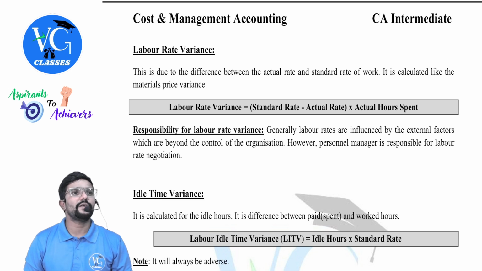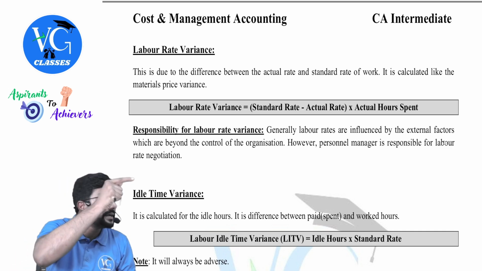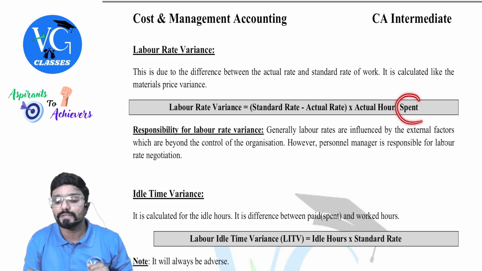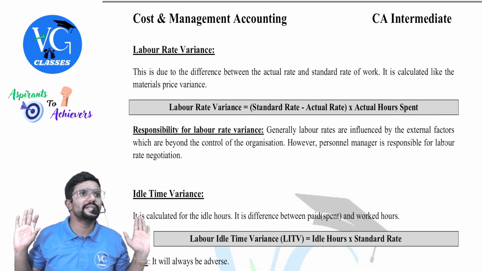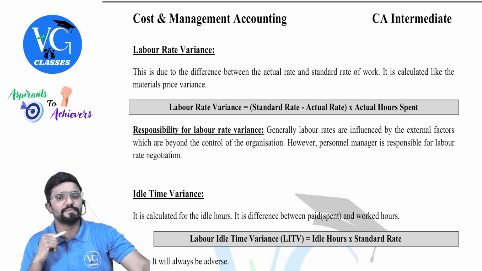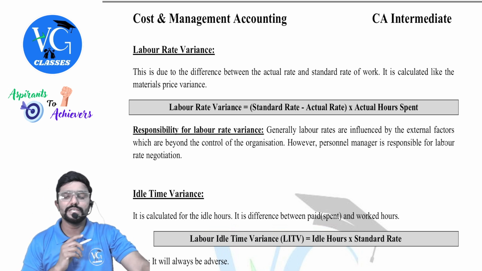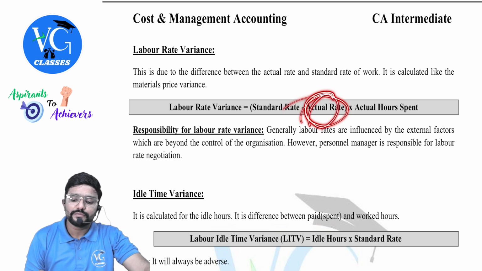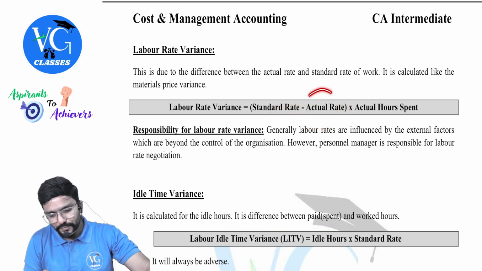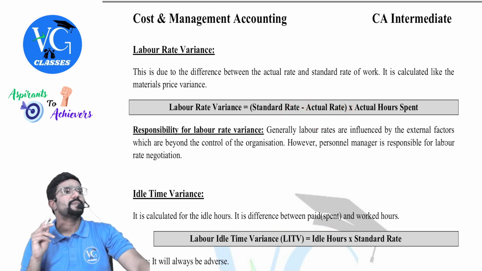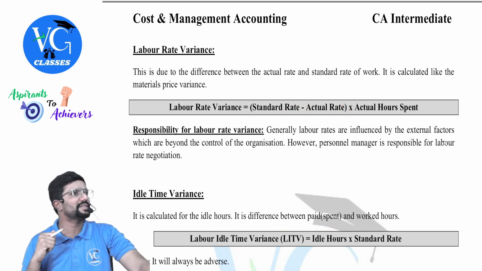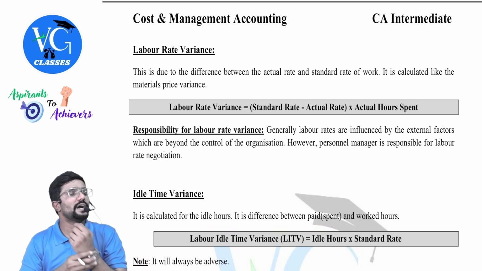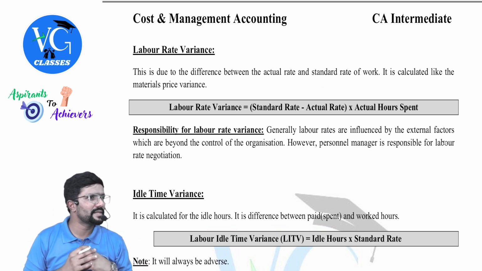Labor rate variance formula: standard rate minus actual rate into actual hours spent, because we are making the payment for the hours spent. Did we pay more or did we pay less? We have to calculate: did we pay more than expected or less than expected? Who is supposed to decide this? HR department, personnel department. Correct. They are the ones who will hire the employees and negotiate with new employees especially. Even increment and hike, normally they play the major role.